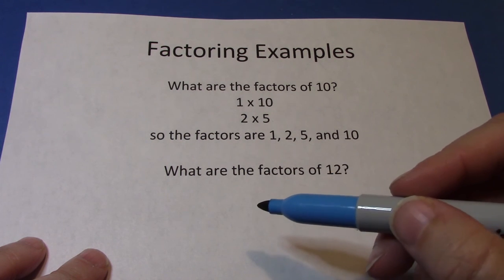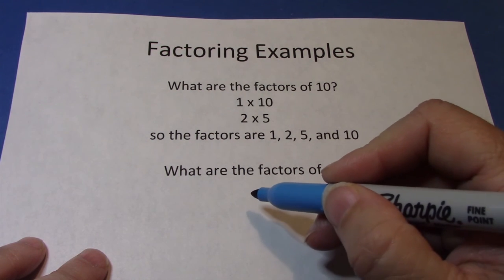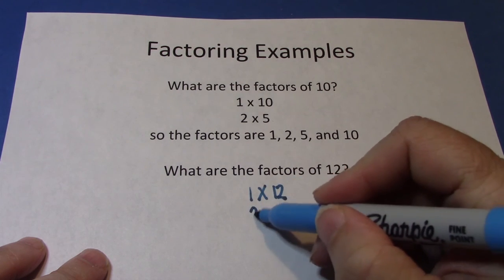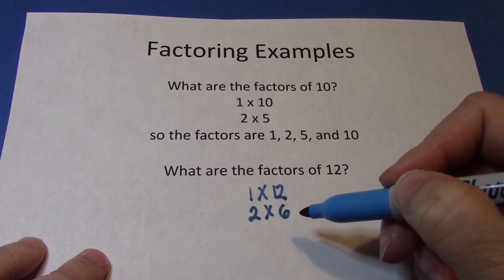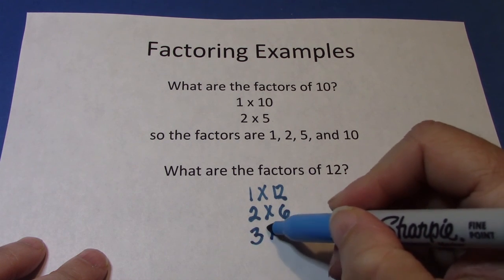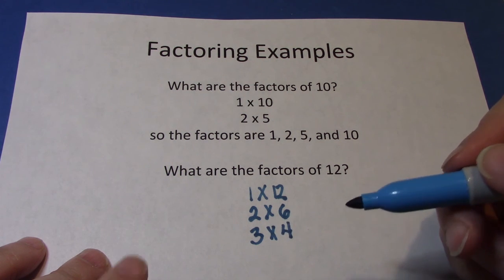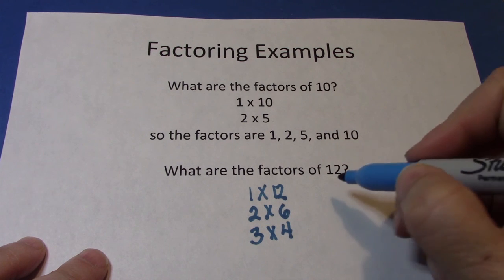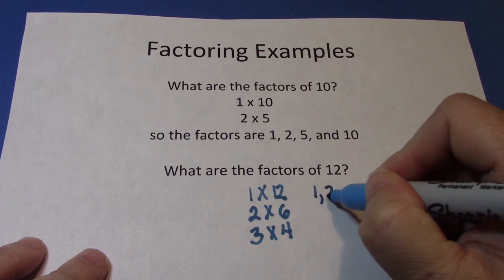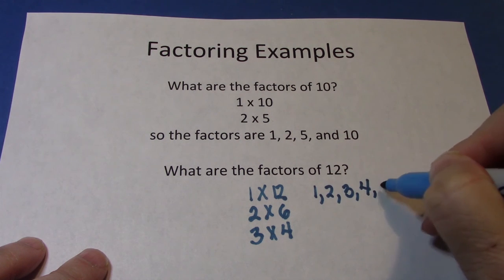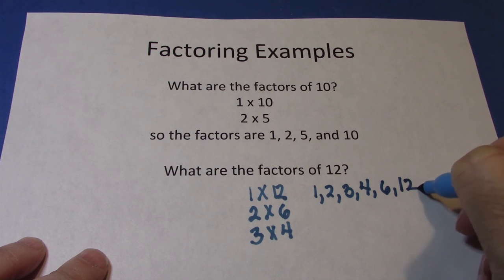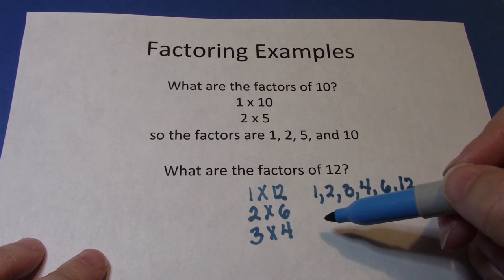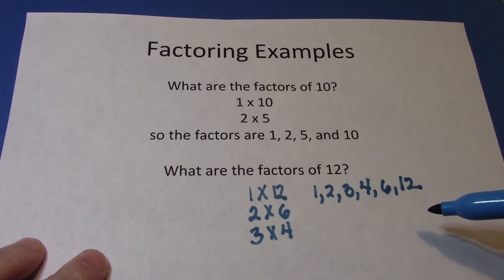So the same idea, what are the factors of 12? We always start with 1. So 1 times 12 is 12. 2 times 6 is 12. Let's try 3. 3 times 4 is 12. 4, well, we've already listed 4. 6 we've already listed. So again, here are the factors of 12: 1, 2, 3, 4, 6, and 12. Each number always has 1 as a factor, and itself is always a factor.